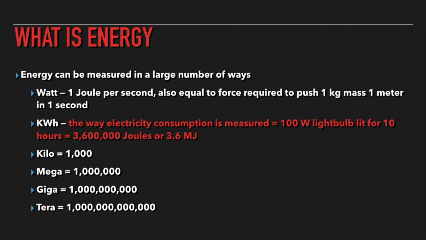But 1 kilowatt hour would keep a 100-watt light bulb lit for 10 hours, which is the equivalent of over 3.5 million joules or 3.6 megajoules. So a single joule is really not very much energy, as you can see.